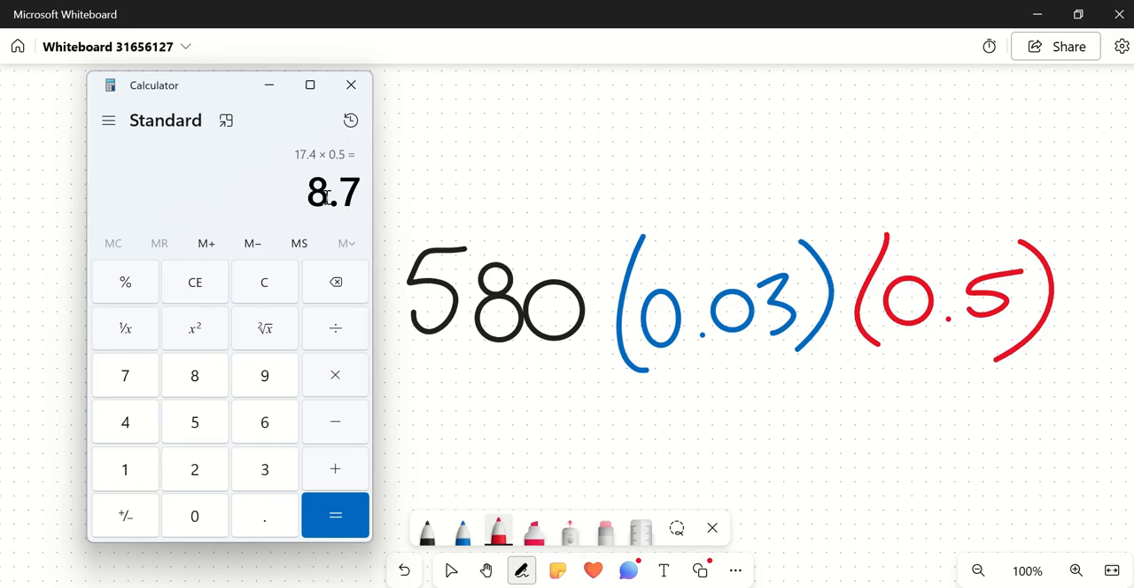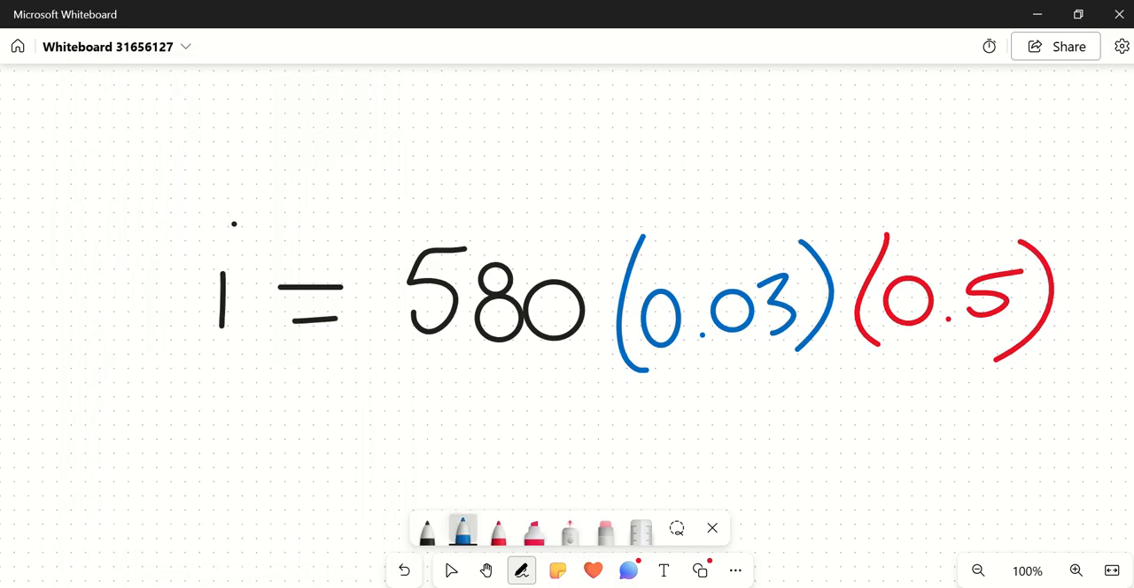What money is this? $8.70. Remember, if there's not a second digit after the decimal, we annex a 0. So this is $8.70 that he would be making after just half a year, or 6 months.